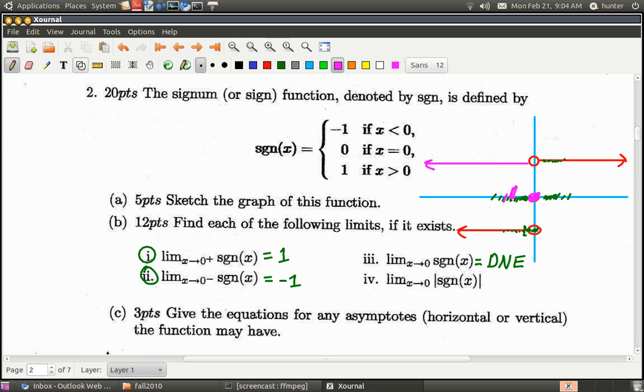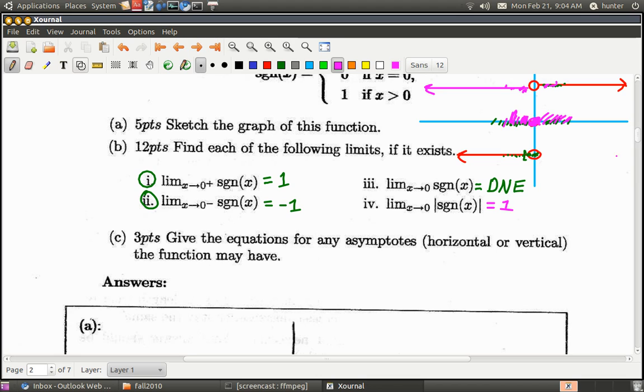Okay, so what's the limit as x goes to 0 of this absolute value thing? Well, now it doesn't matter which side you approach from, right? If you approach from the left, it's 1, 1, 1. If you approach from the right, it's still 1, 1, 1. So this is actually just 1. Okay, alright. And C says, give the equations of any asymptotes.